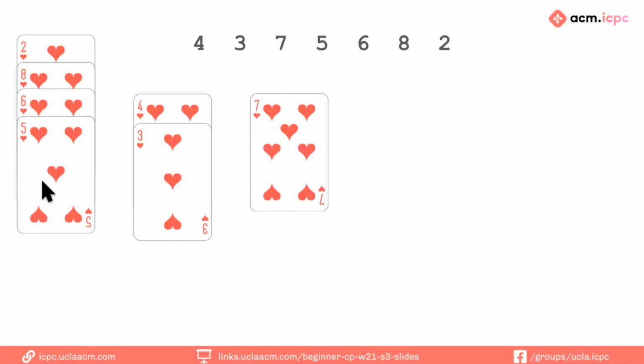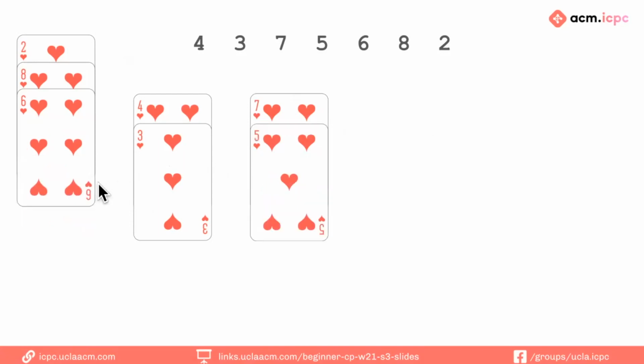And now we find the 5, and the 5 isn't larger than the 7, which means we can't create an LIS of length 3 because that would require the 3, the 7, and the 5. But what you can do is create an LIS of length 2 with the 3 and the 5. And so what these piles represent is the smallest last number in an LIS of length n. And now we can go to the 6.